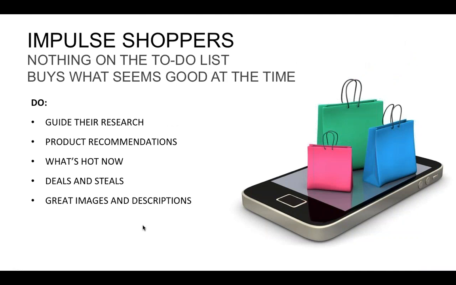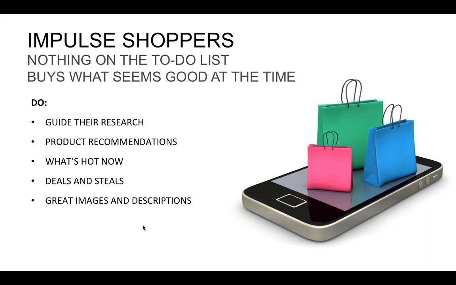The third type of shopper is your impulse shopper. This is someone that has nothing on their to-do list necessarily, but they just buy what seems good at the time, meaning they're just kind of browsing on websites, looking around, and if something stands out to them, they just have to have it now. And so what that means is they don't really necessarily have a focused or a narrowed point of thinking right now, right? So they're on your website looking around the same way that you might be walking around the mall, just kind of browsing, and if something pops out at you, you grab it. It's that kind of thing.